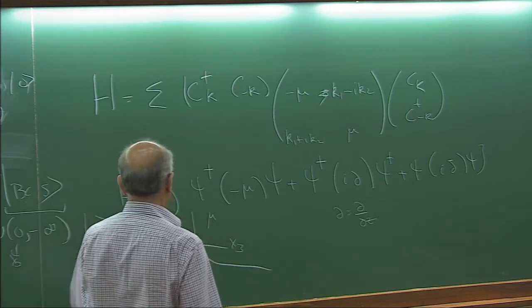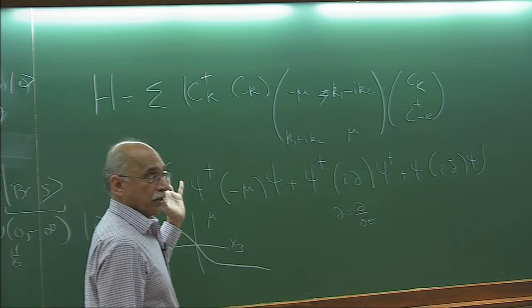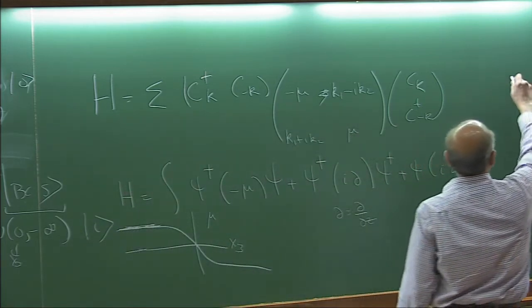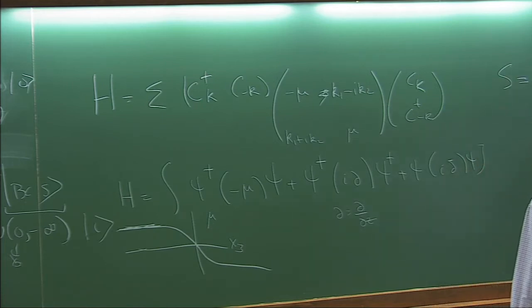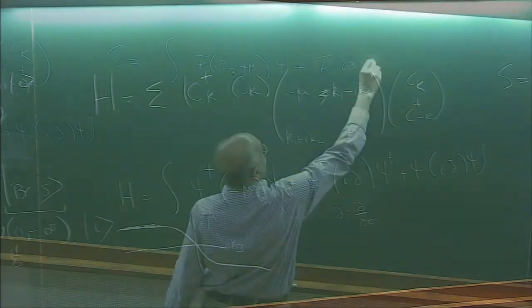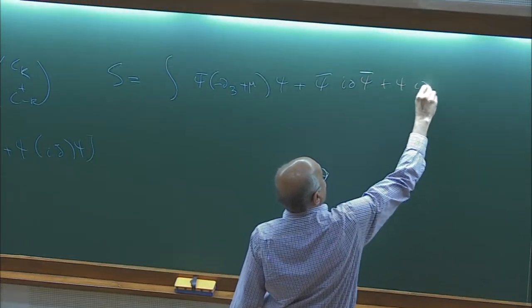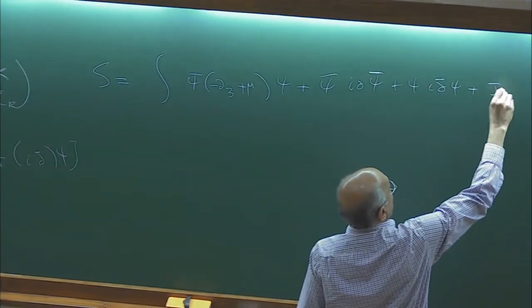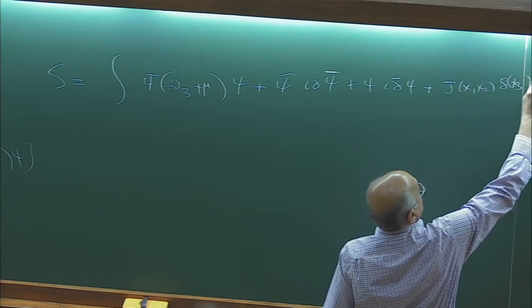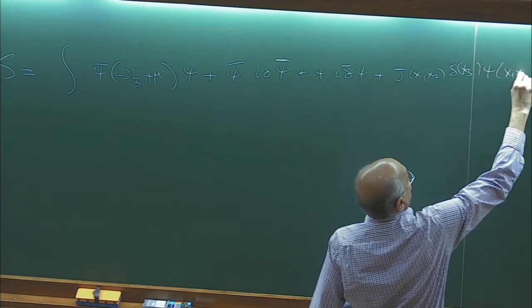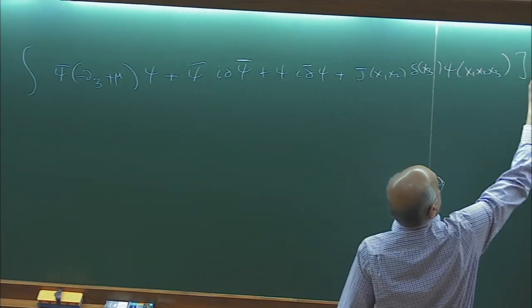Now let us write the action for the Euclidean path integral. You can sort of read it off. So the action is going to look like minus d by d3 plus mu psi, plus j of x1, x2, delta of x3, psi of x1, x2, x3, d3x.